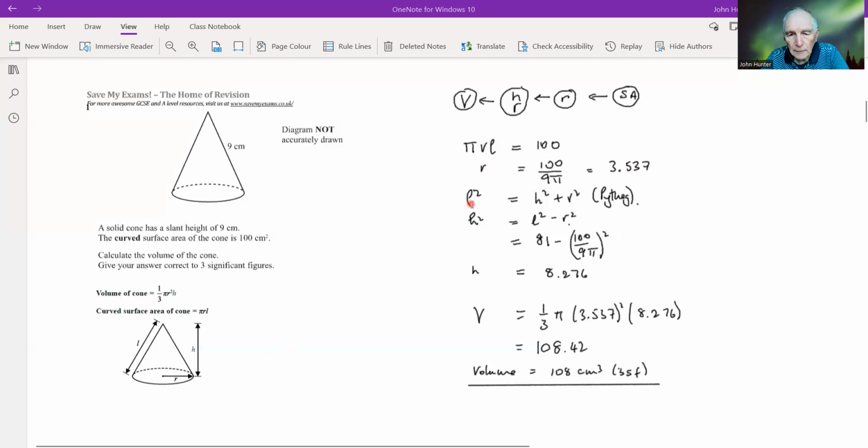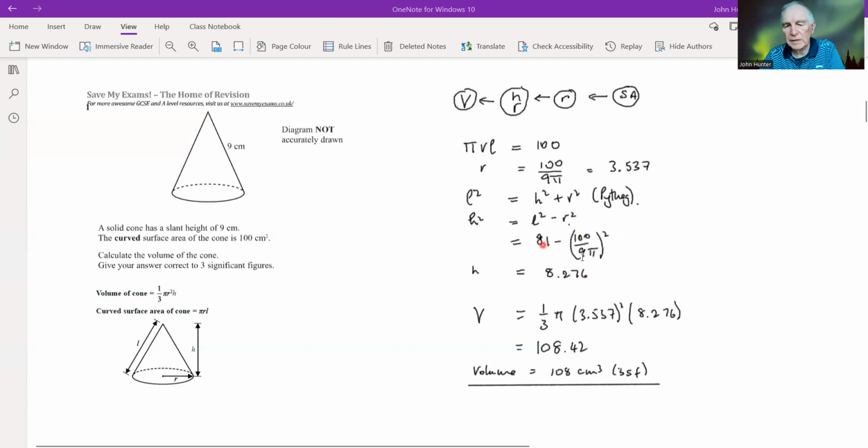If we look at the right angle triangle made by the height, the radius, and the slope, then we can say H squared equals L squared minus R squared. That's rearranging Pythagoras. 9 squared is 81, and then this is our R squared here. I've worked that out and got a figure for H, which is 8.276.